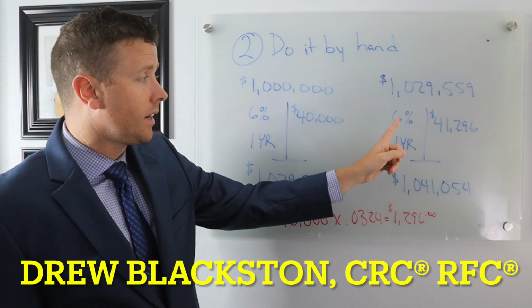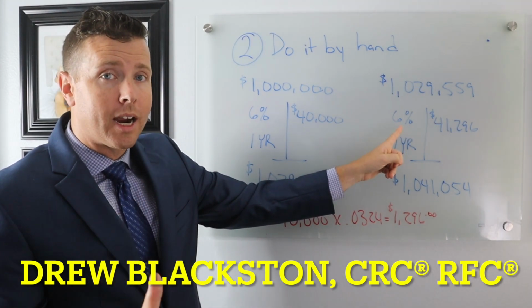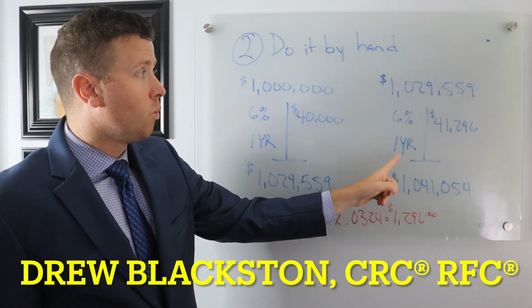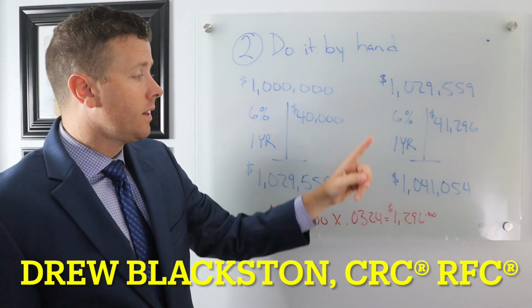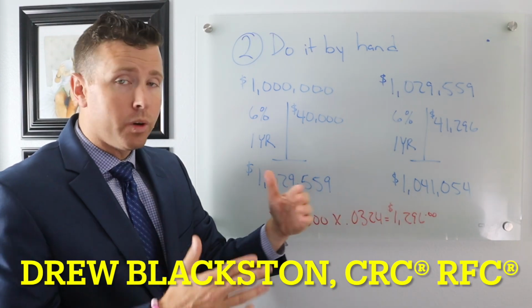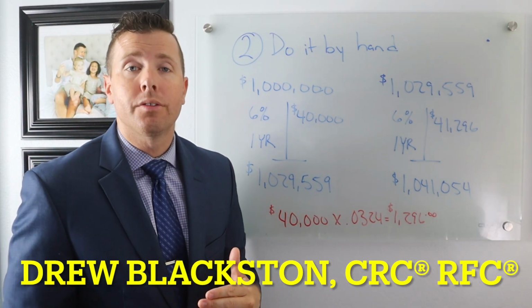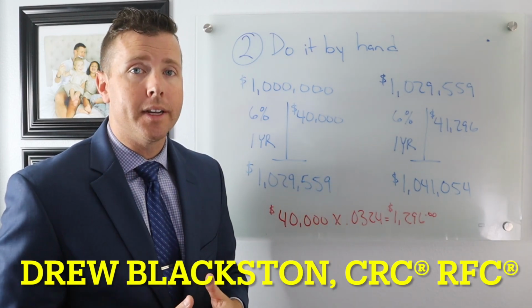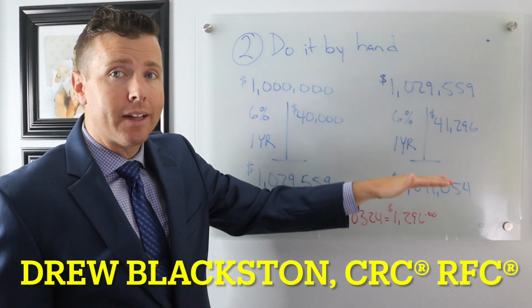So now you need $41,296. Same scenario, 6% rate of return on our retirement investments. We're going to do this for 1 year. Our $1,029,000 grows to $1,041,000. Now, you want to continue this process on for 30, 40 years, however long you plan on being in retirement, and you just keep going down the sheet of paper.